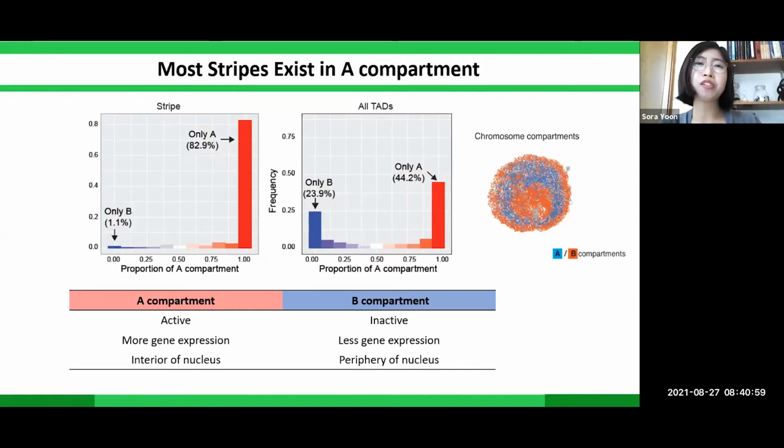And for the second question, we found that most stripes, more than 80% of the stripes, existed only in the A compartment, which is transcriptionally active and located in the interior of the nucleus. Considering that only 44% of the TADs existed only in A compartments, we can say it is a unique feature of the stripes.